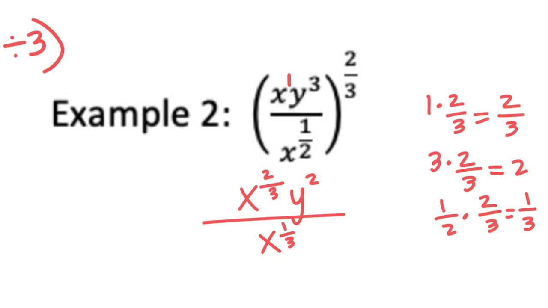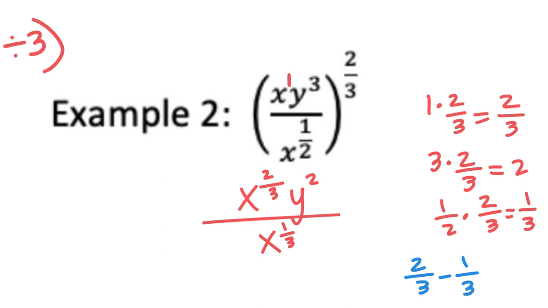Now, again, we're always trying to simplify using those 4 rules that we talked about in the first one. I do see that we have an x up here and an x down here, and they're being divided. So we talked about when there's division, we can take the exponents and we can subtract them. So I'm going to do 2/3 minus a 1/3.